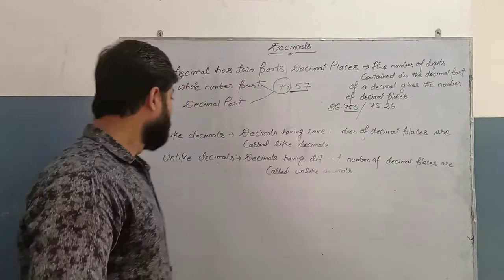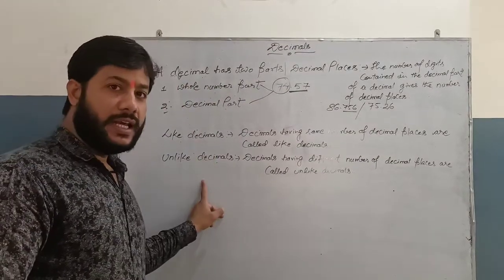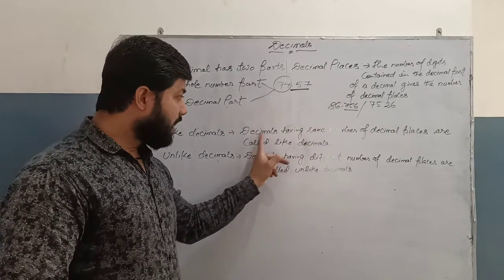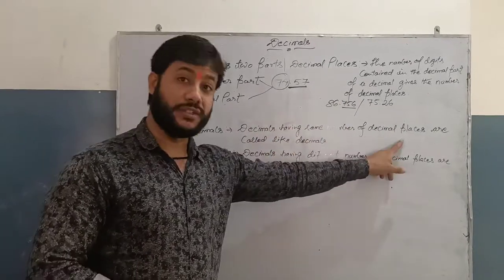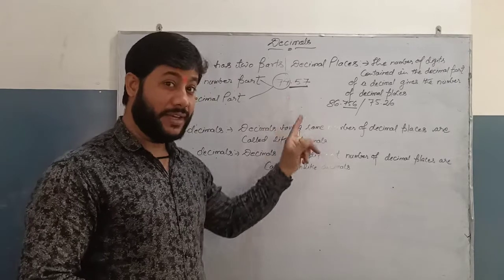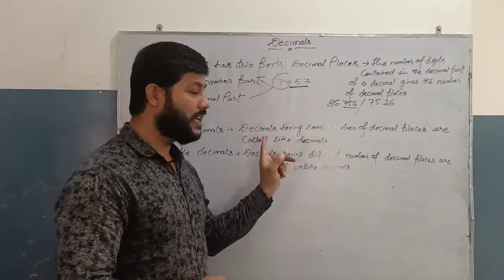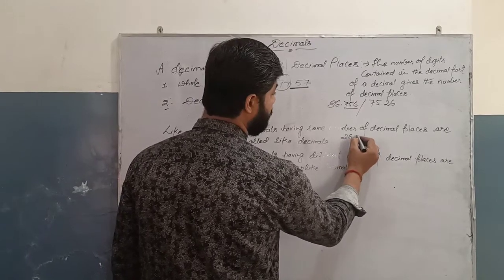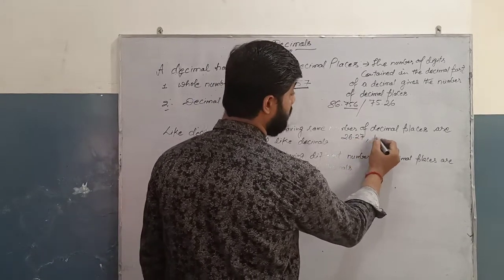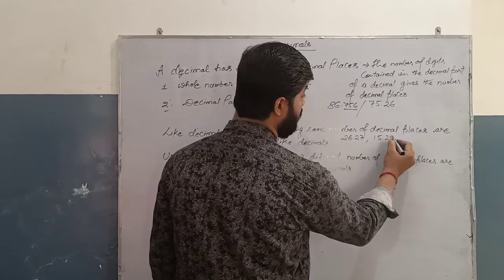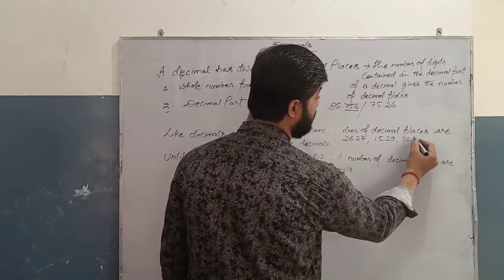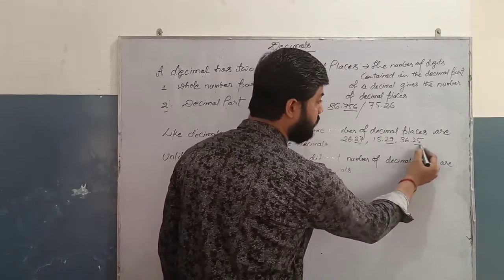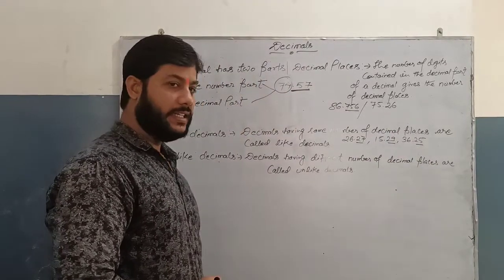Now, like decimals and unlike decimals. Let's see decimal places. Decimals having the same number of decimal places are like decimals. Like 26.27, 15.29, 36.25. These all three have 2 decimal places, so they are like decimals.